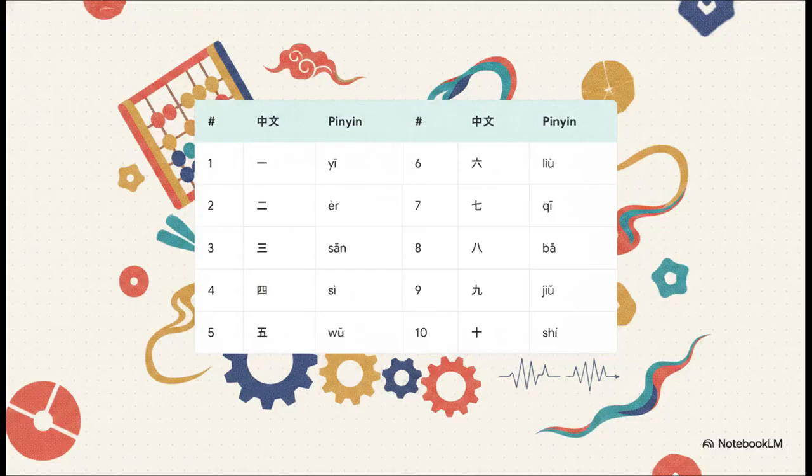Okay, these 10 digits right here are the absolute bedrock of numerical Chinese. I want you to practice them until they're totally 100% automatic. Let's actually go through them together right now and really listen to the tones. 1 is yī, 2 is èr, 3 is sān, 4 is sì, 5 is wǔ, 6 is liù, 7 is qī, 8 is bā, 9 is jiǔ, and 10 is shí. Go ahead and say them out loud to yourself. 1, 2, 3, 4, 5, 6, 7, 8, 9, 10. Lock these into your mind because we're going to use them a lot.